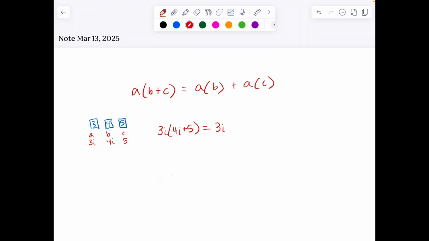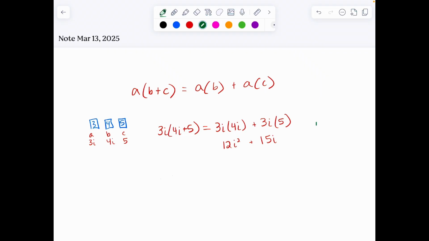So I have 3i times 4i plus 3i times 5. Okay, so 3 times 4 will give us 12, but then you also have the i times i, which is i squared. So I'll just write that out so you can see that here. 12 i squared, plus 15i over here.